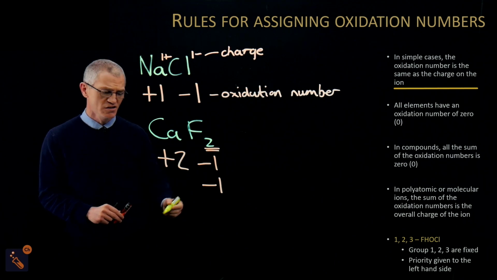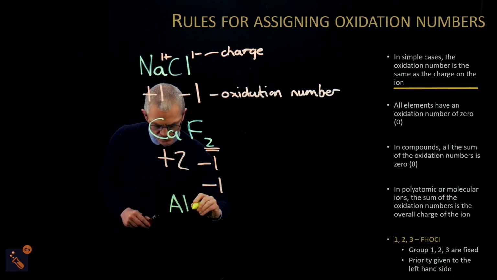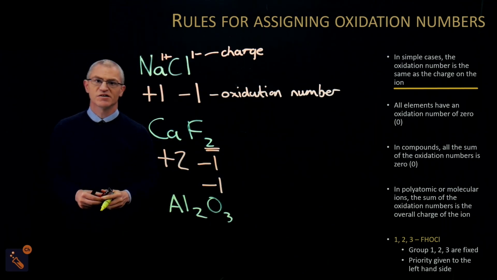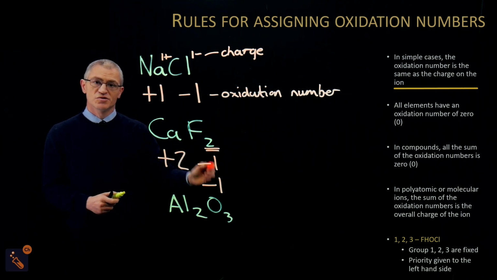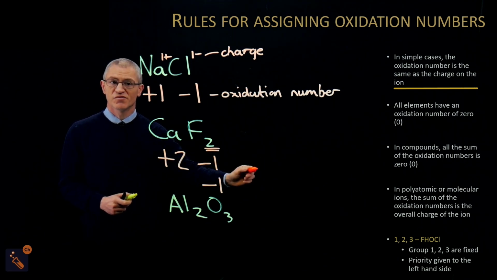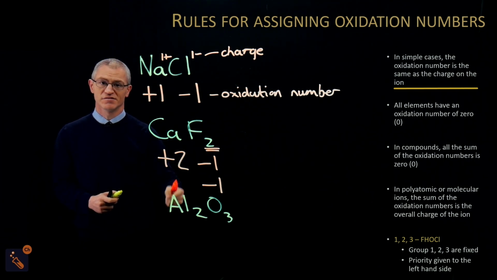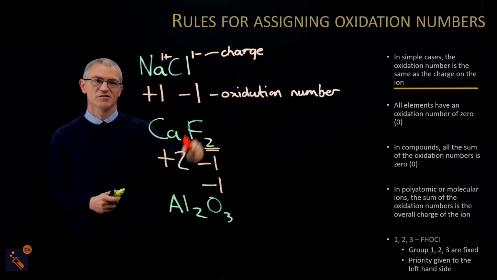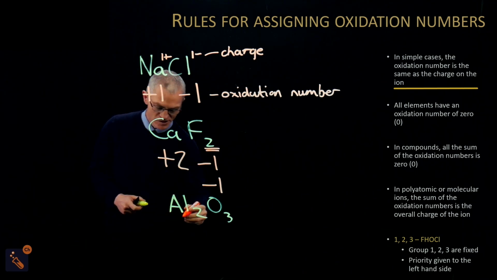And I go for our last one, okay, and our last one is going to be Al2O3. We're going 1, 2, 3 for Hockel. Aluminium is in group 3. So that means it must follow the rule at the top: the oxidation number is the same as the charge on the ion. The charge on the ion, because it's in group 3, is 3 plus.